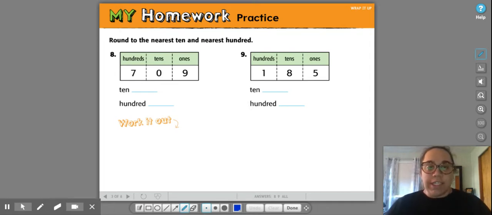Hi friends! Today we're going to be looking at rounding to the nearest 10 and the nearest 100. Alright, let's go ahead and get started. So let's look at our first number.